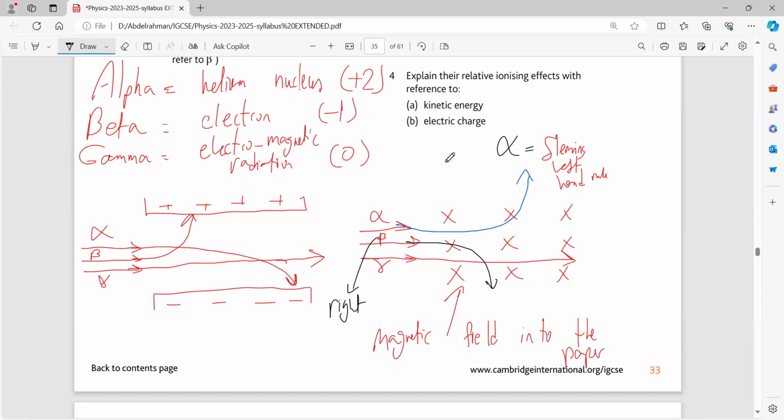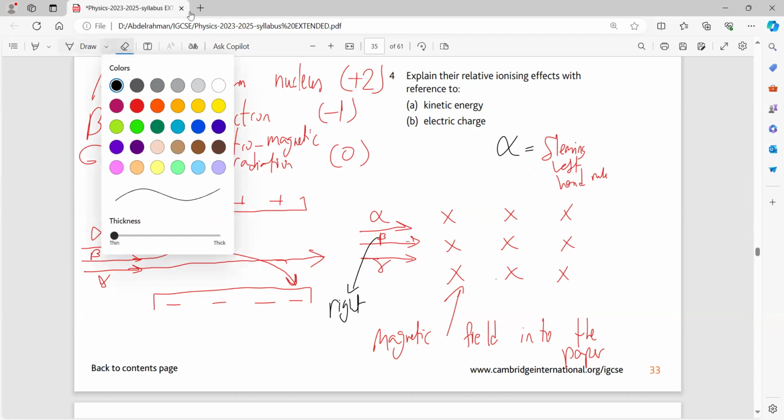So we use a left hand for the alpha and the right hand for the beta. How would they make this question? I'm confused. I don't remember seeing a question like this. They will give you a question like this, without these arrows, and they will tell you, draw the deflection of the alpha, beta, and gamma inside the magnetic field. And we don't have to explain? No, you don't have to explain.